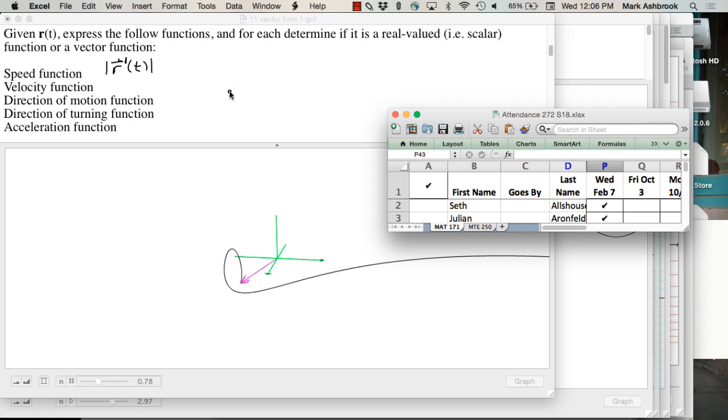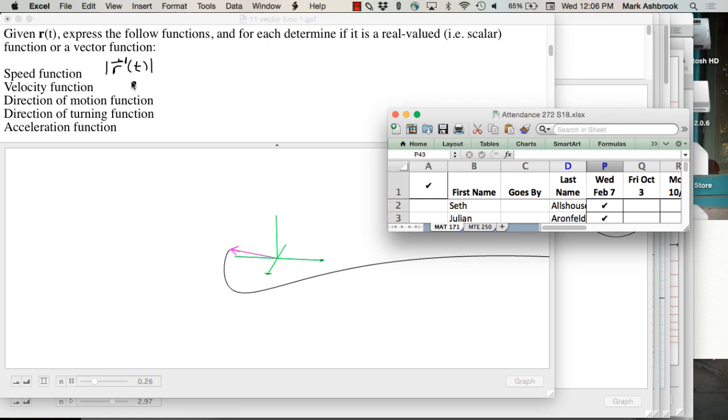So when we talk about functions, we're going to talk about real valued functions. That's what we mean by scalar function. Is that talking about the dependent or the independent variable when we say a real valued function? That's talking about the dependent variable, right? What comes out of the speed function, when you plug in a t, is just a number. It's how fast. Okay, what about the velocity function?